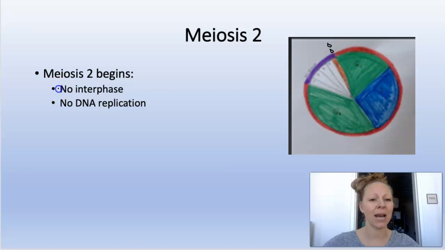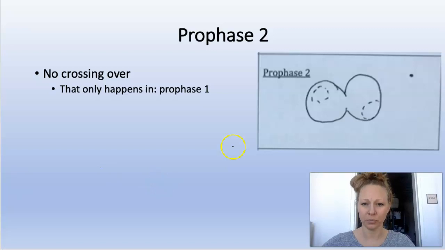But this does not happen. No interphase, no DNA replication. That doesn't happen. We go straight from telophase straight into prophase 2. So we know that during prophase our chromosomes are coiling up and our nuclear membrane is starting to break down. We know this.